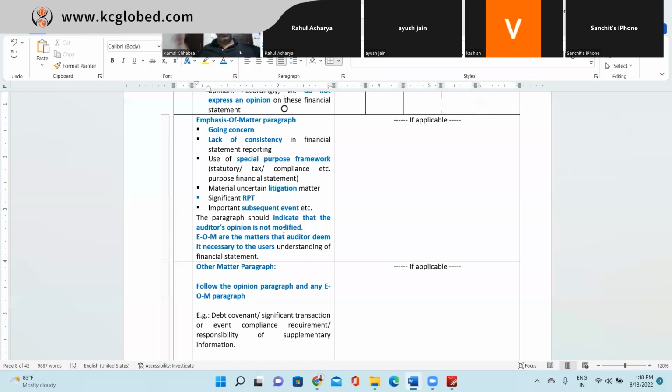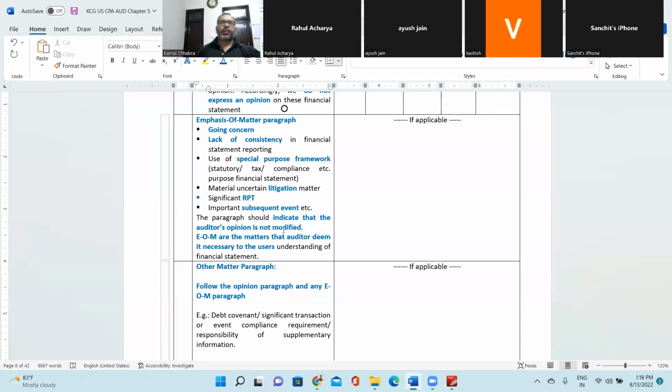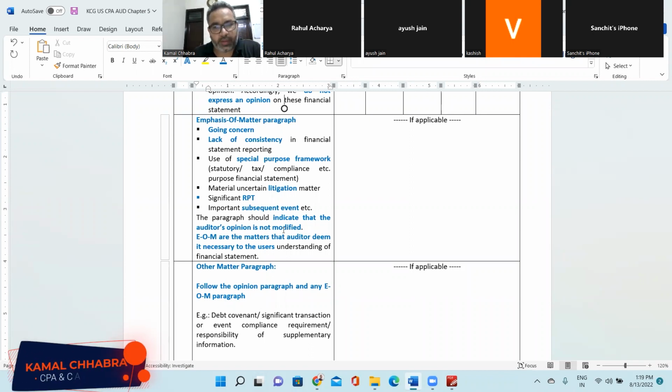Emphasis of matter paragraph. When do you write an emphasis of matter paragraph? When you have an issue on going concern, right? When there is a significant doubt about the entity's ability to continue as a going concern. In that scenario, you will definitely be writing an emphasis of matter paragraph. Make sense? Whether you are qualifying or not qualifying.